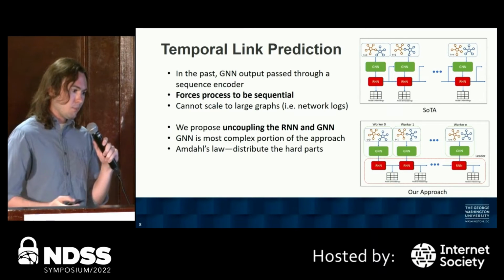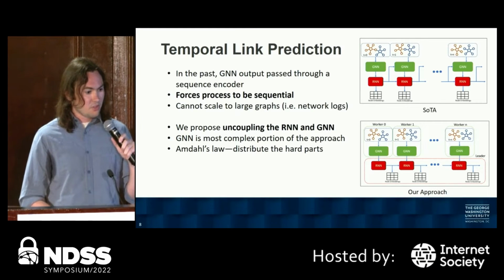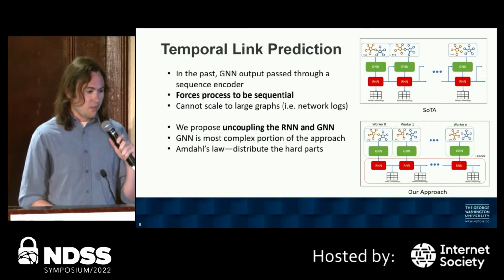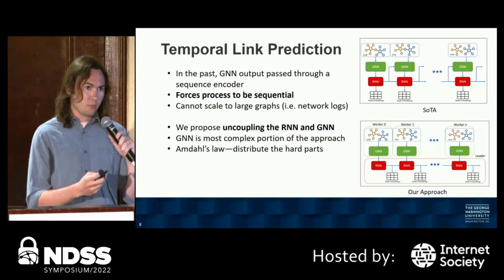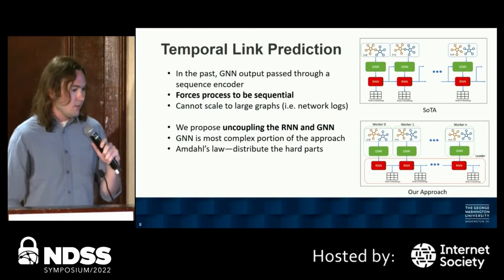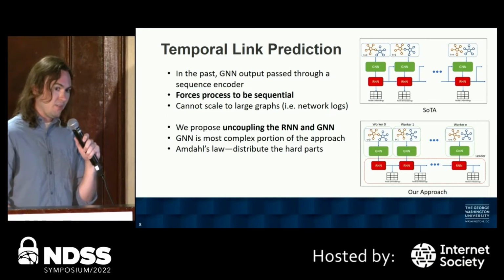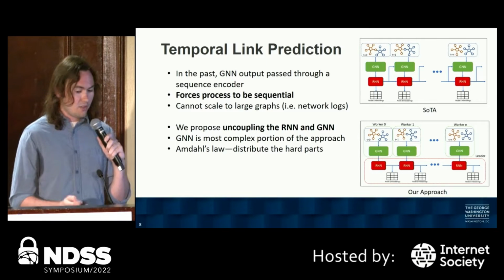Our proposal is that you just uncouple the graph neural networks and the recurrent neural networks so that the graph neural networks can all run in parallel. As they're outputting their topological embeddings, the recurrent neural network can process them as they come in. The graph neural network takes the most time of anything, so it's really good to have that done in a distributed manner. It saves a lot of time, as we'll show.